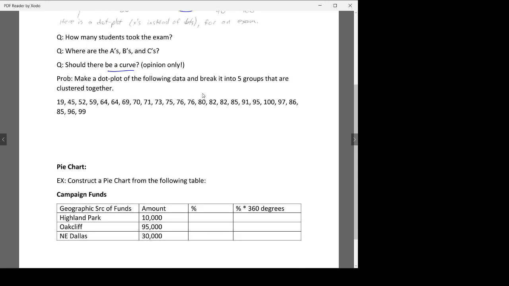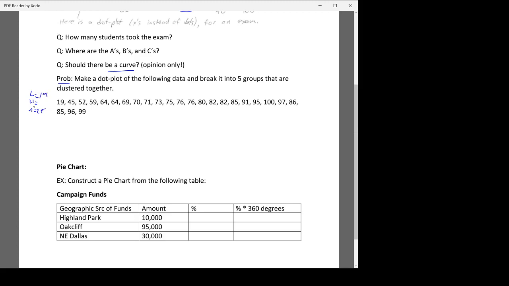So let's try a problem with the dot plot and see if you could do something like that. It's a quick way to do it. Break some data into 5 groups that are clustered together. So here's some data. What's the low, the high, and the n? Let's start there, because if you don't know anything else, you always look at that. It looks like we have 1, 2, 3, 4, 5, 7. 25 is what I get for the n. The low looks to be 19.